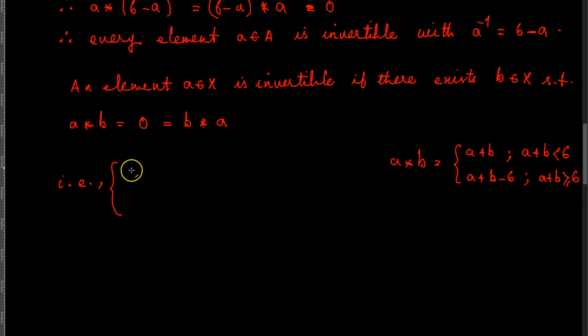So now I can write, if A plus B is less than 6, in this case over here, A star B becomes A plus B, is equal to 0, is equal to B star A, which becomes B plus A, right?